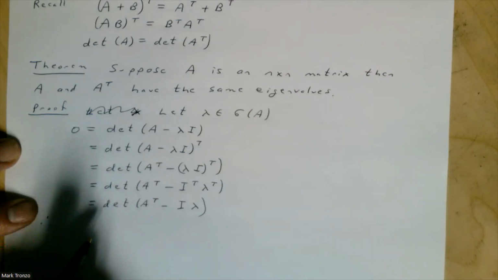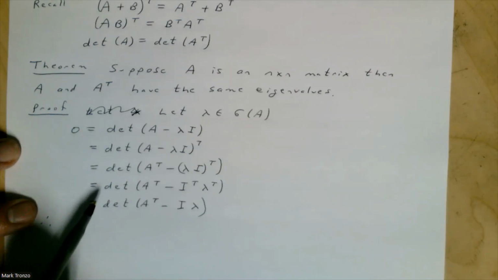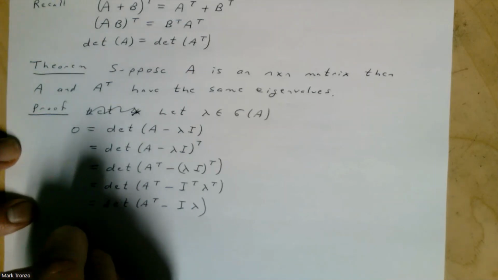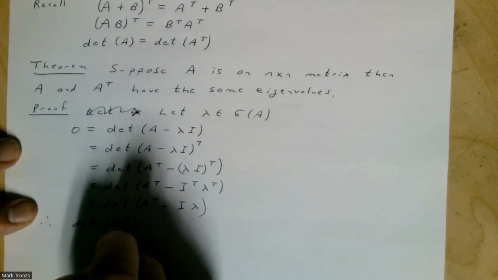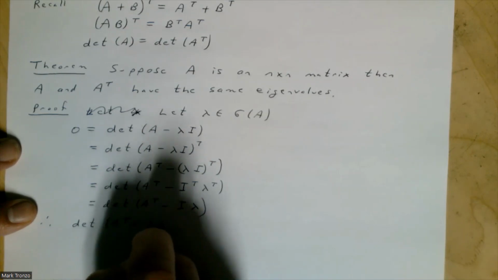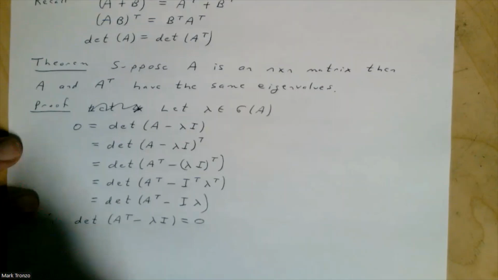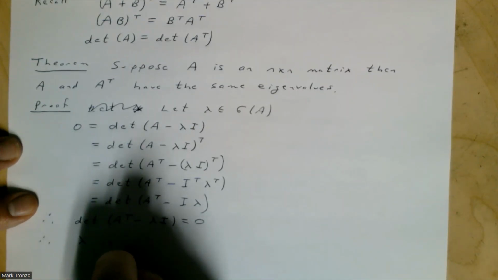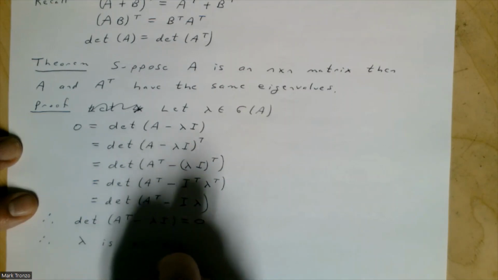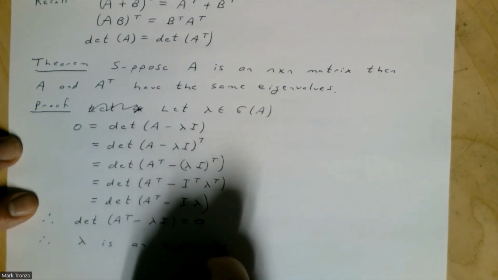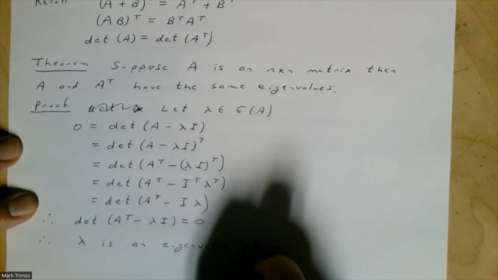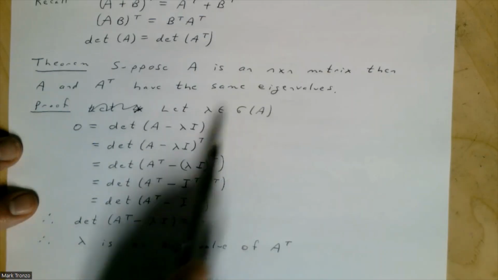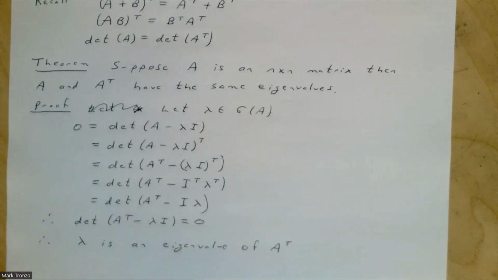Therefore, now see what this string of equality gives us. We have that this is equal to 0. Therefore, determinant of A transpose minus lambda I is 0. Therefore, lambda is an eigenvalue of A transpose. So we started out that lambda was an eigenvalue of A and showed that it was an eigenvalue of A transpose.